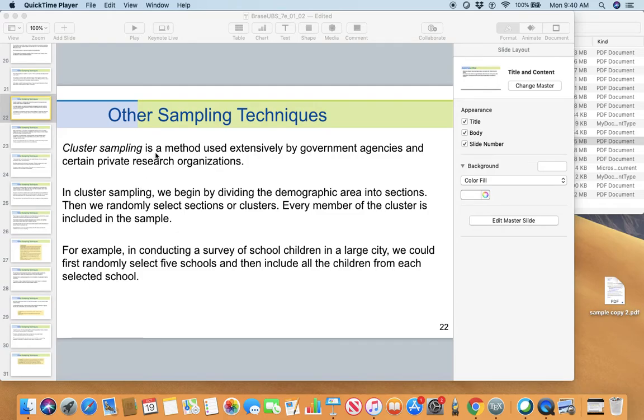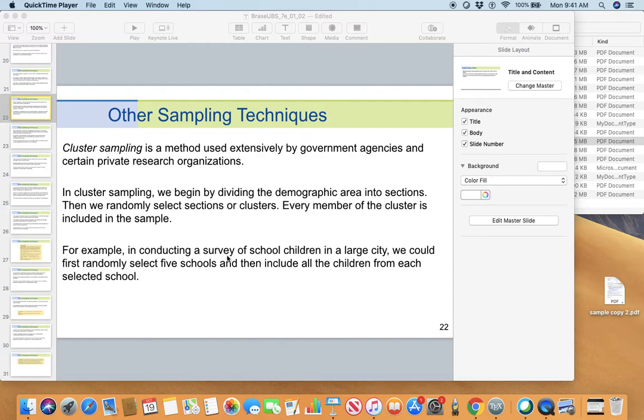Cluster sampling is a method used extensively by government agencies and certain private research organizations. In cluster sampling, we begin by dividing the demographic area into sections. Then we randomly select sections or clusters. Every member of the cluster is included in the sample.